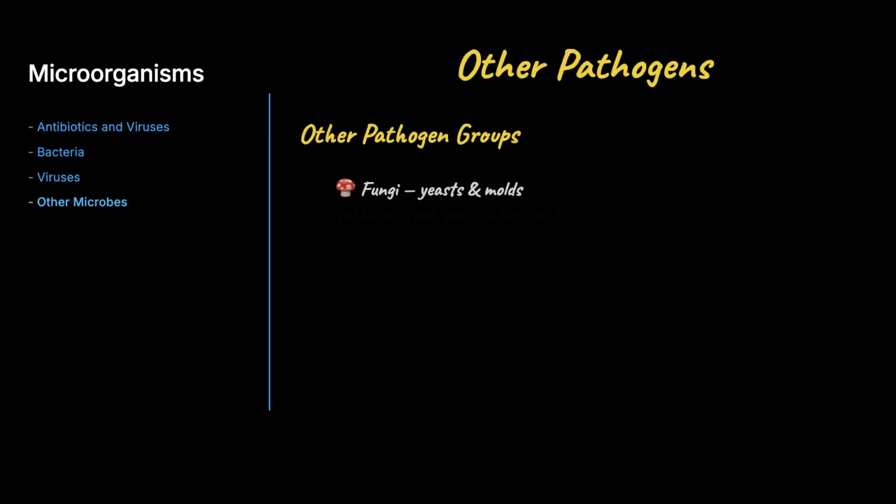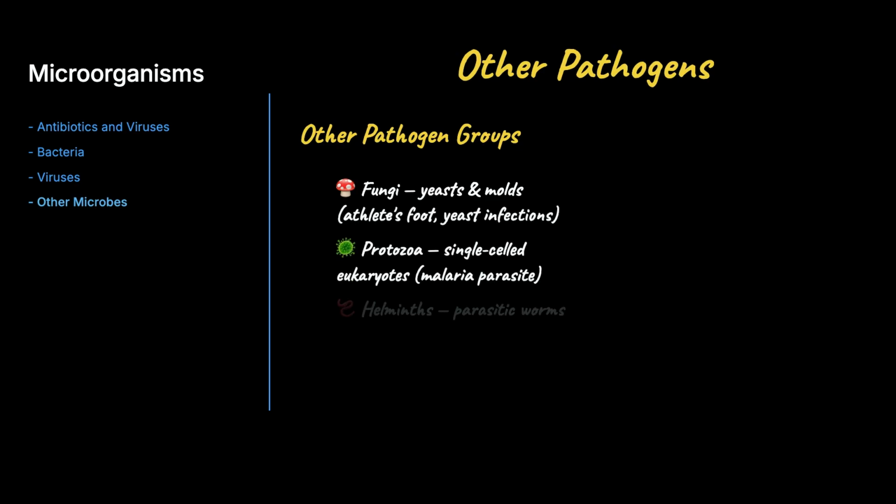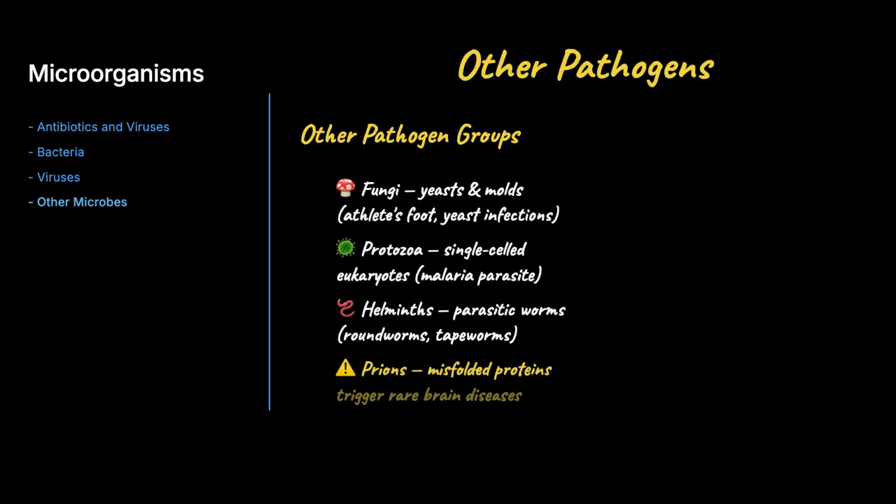Three more groups deserve a mention. Fungi are eukaryotes, including single-celled yeast and multicellular molds, causing things like athlete's foot and yeast infections. Protozoa are single-celled eukaryotes, and the big one is the malaria parasite. Then there are helminths, the parasitic worms, and prions, misfolded proteins that trigger rare brain diseases.